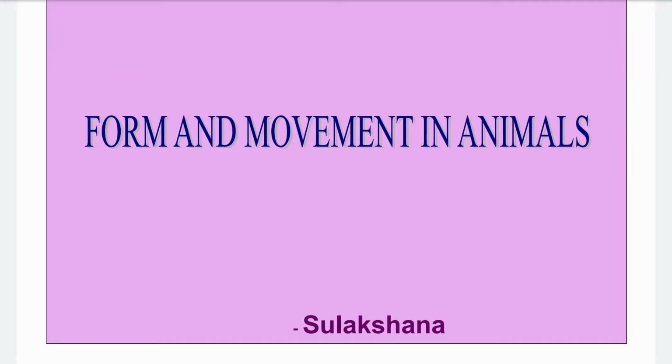Form and movement in animals. The body structure of an animal determines the kind of movement it exhibits. We know that our backbone helps us stand upright and enables us to move. Based on the presence or absence of the backbone or vertebral column, animals are divided into two groups, vertebrates and invertebrates.